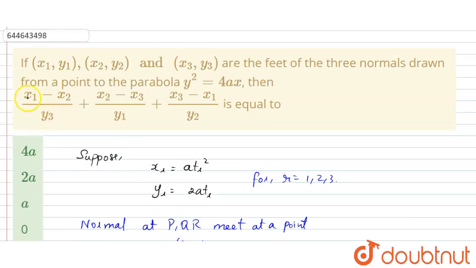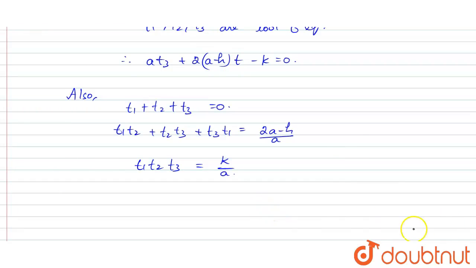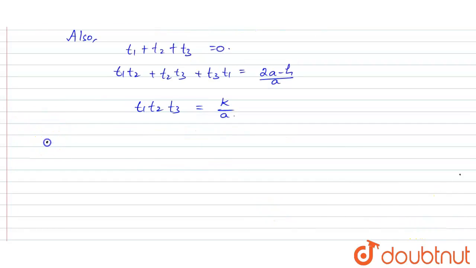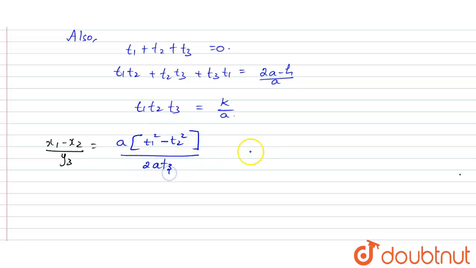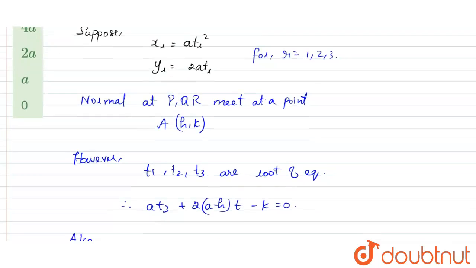We have to find the value of (x1 minus x2) by y3, right? So first I'm going to take the first term, (x1 minus x2) divided by y3. Substituting the values, it equals a times (t1 minus t2) the whole squared, divided by 2a t3. So this is the value I'm going to take here.